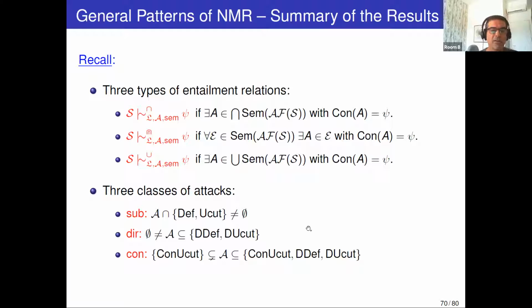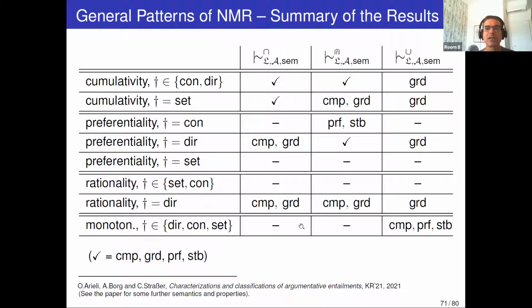And recall that we have divided the frameworks into three classes according to the attack relations. And here are some results concerning the different properties of the entailment relations that are induced by the different frameworks. So, for instance, you see here that the skeptical entailments, both the weak skeptical entailment and the regular skeptical entailment, are cumulative with respect, for instance, to the consistency and the direct families, while none of them is rational with respect to set-based attack or consistency-based attack.